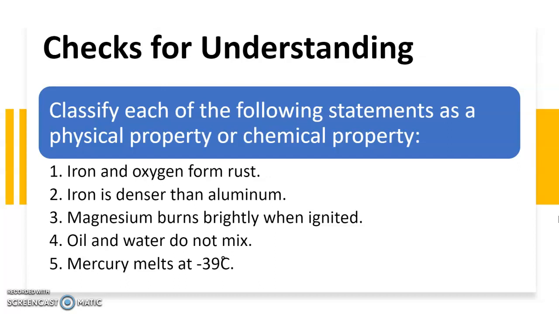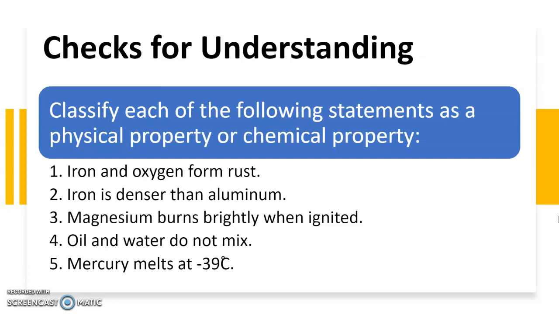Two says iron is denser than aluminum. Density is a physical property. The density of iron, it doesn't matter how much iron you have, it's always the same. Aluminum, doesn't matter how much aluminum there is, the density of aluminum is always the same. Iron will always be more dense than aluminum. That's a physical property. You're not changing anything about the chemical composition of the iron or the aluminum. We're just talking about the physical density of those substances.